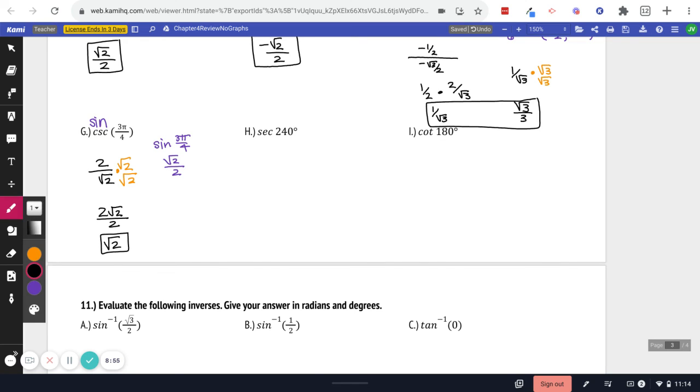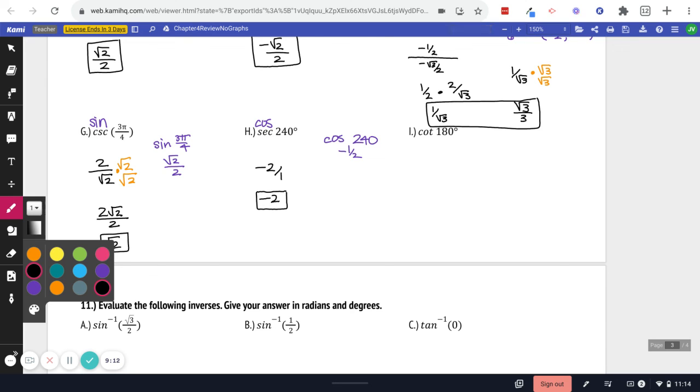Secant 240. Secant just happens to be connected to cosine. Cosine 240, where are you at? 240 is negative 1/2. And the reciprocal of negative 1/2 is negative 2 over 1. And that's just negative 2. That is a nice one.